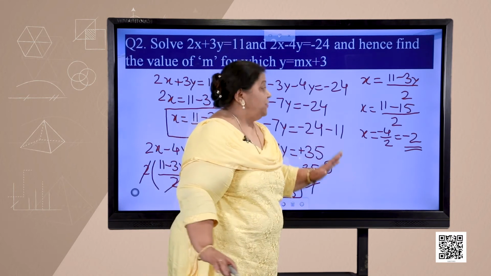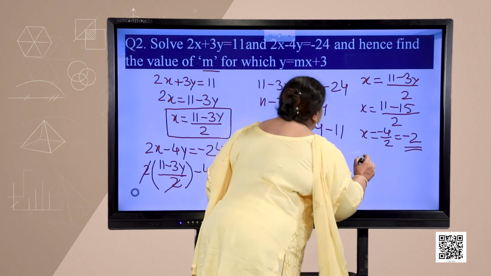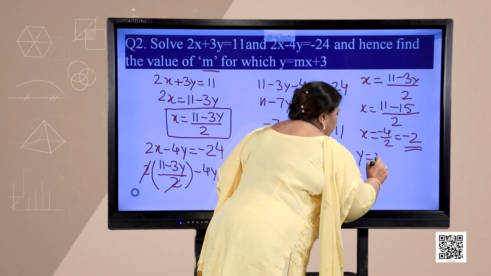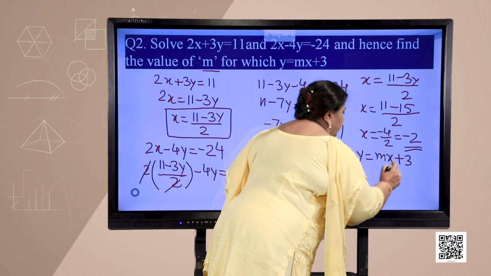Question is not complete. We have to find out the value of m. See here, y is equal to mx + 3.